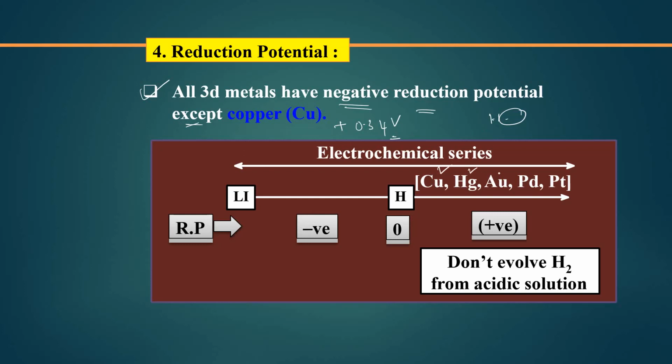copper, mercury, gold, platinum, palladium and silver too. These metals are having the positive reduction potential value. So these metals do not evolve hydrogen from acidic solution. Right? Is that clear? So by using this value, we can find out which metals can evolve hydrogen from acidic solutions. These metals will not evolve hydrogen from the acidic solution because they are having higher reduction potential value than the hydrogen, right?